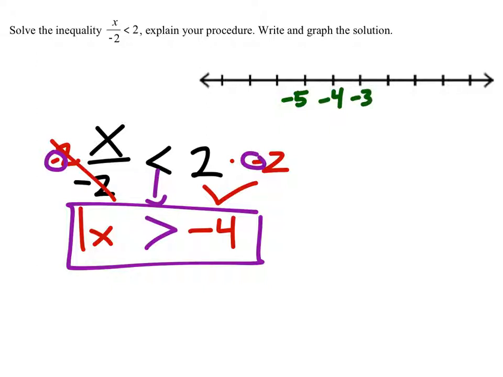So at -4, would we have an open or closed circle? Open. It's open because it's only greater than. And is this one eating the x? Yes, it is. So it goes to the right. Bam. There it is.